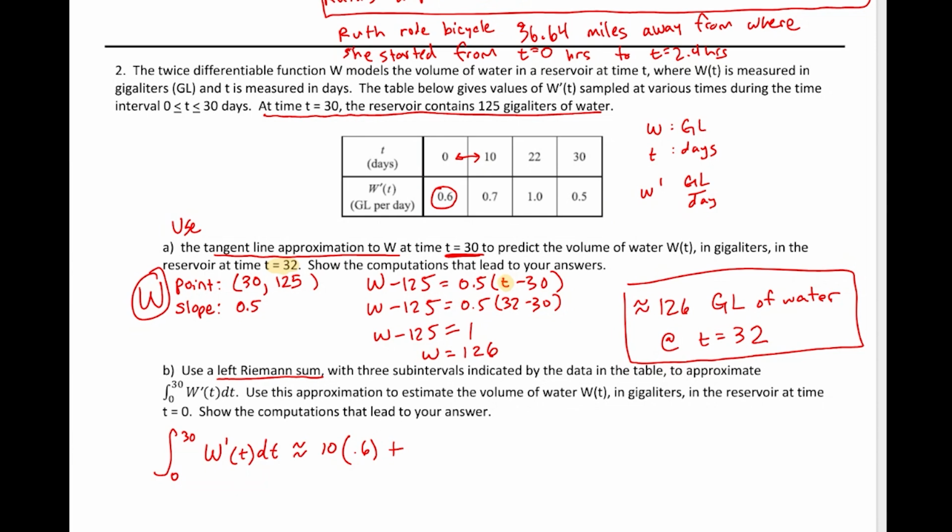And then our next interval is going to be from 10 to 22. So from 10 to 22, that difference is 12. So the width of that rectangle is 12. The height of the rectangle, we're going to use the left-hand side, which is 0.7. And then plus, the last one is going to have a width of 8 and a height of 1.